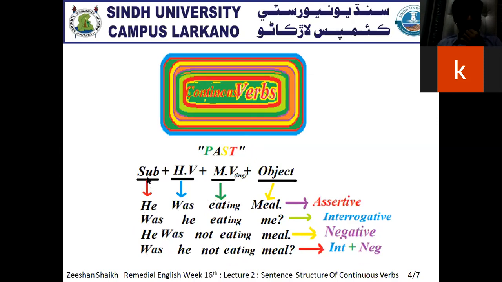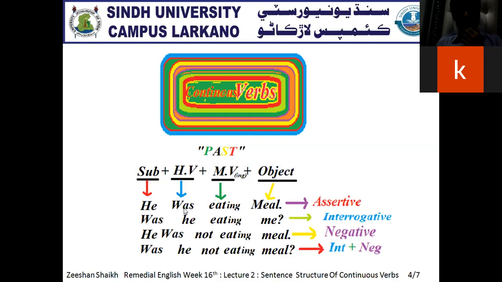Now within the formation, likewise we have the four things: subject, helping verb, main verb with the ing form, and the last one, that is your object. So, he was eating meal. Now what is he? He's your subject. Was is your helping verb.